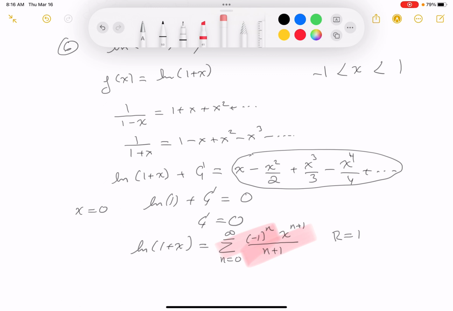And let's see what happens at 1. If I do that, the series at 1, this is n equals 0 to infinity, would be minus 1 to the n, and now x is 1, by the way. What do you have here? N plus 1. Well, this is an alternating series that converges, so I include that.